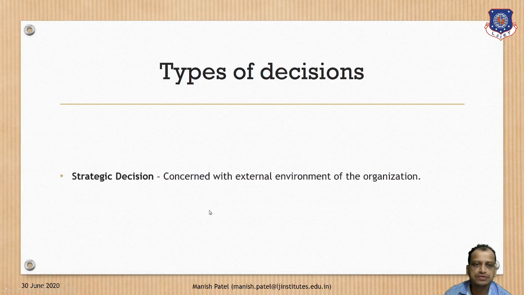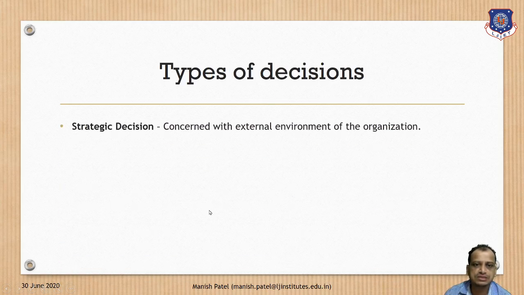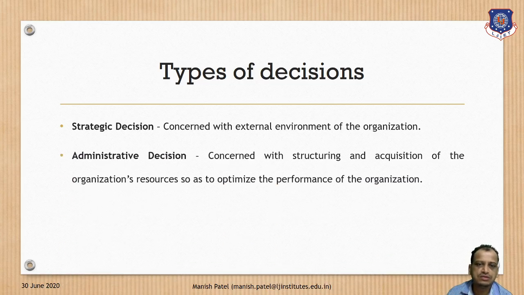What about another type, strategic decisions? What do you mean by this? It is concerned with the external environment. Whatever strategies the company or organization is employing based on the competition it is facing, those are strategic decisions. Now, what about administrative decisions?